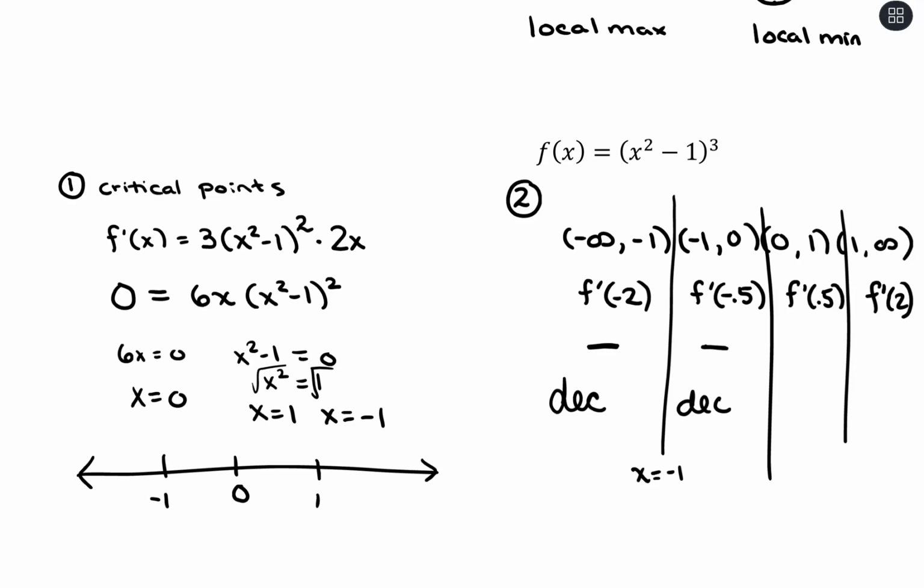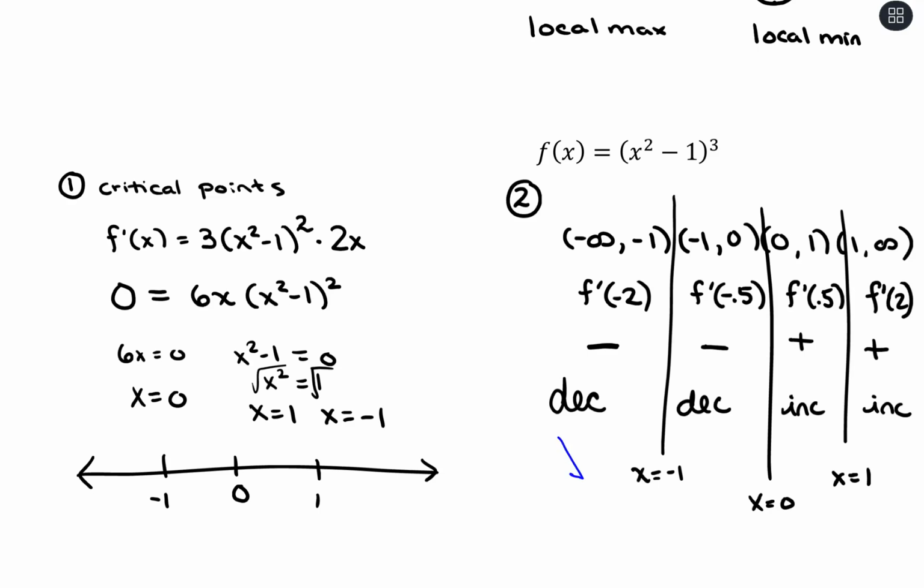And that will be positive 3 times 1/4 minus 1 squared. And that's going to be positive. So we are increasing. And then a positive 2 will also mean we're increasing. Okay, and here's our x equals 0, x equals positive 1.